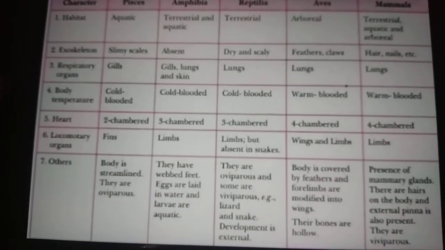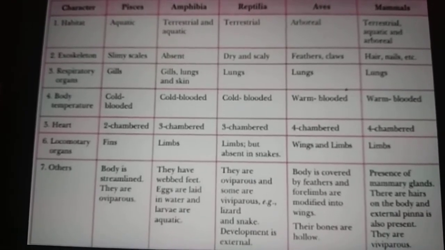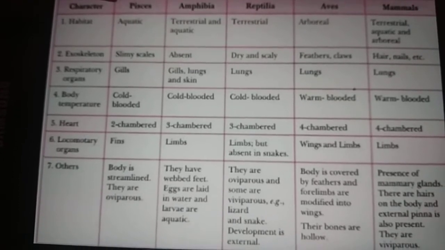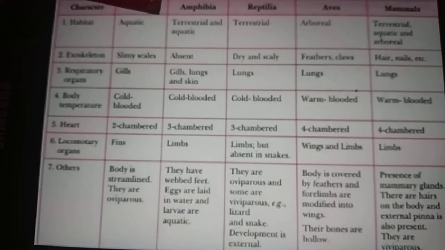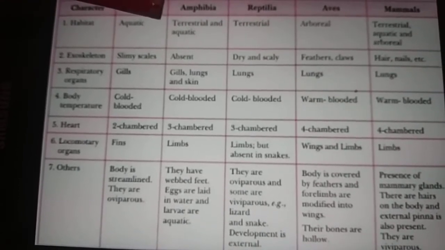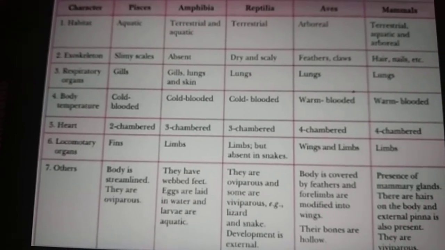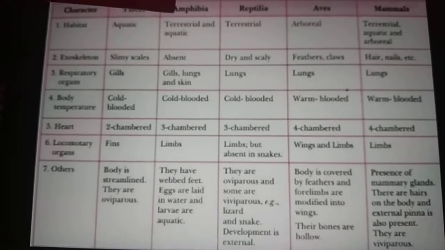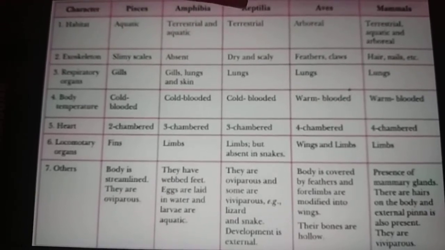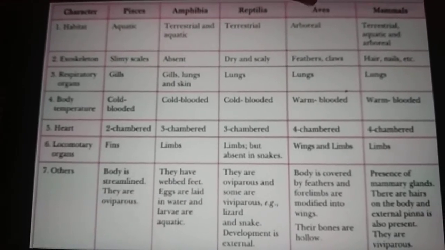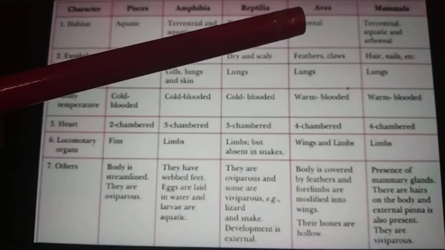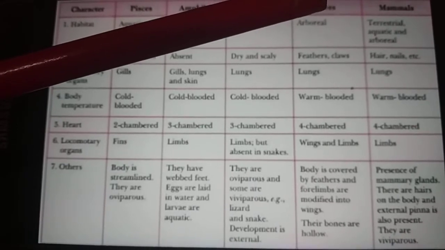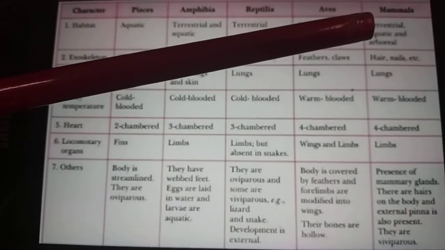So the first difference you can remember is habitat. The habitat is where they live. Pisces live in water, they are aquatic. Amphibians are terrestrial and aquatic. The name itself says it: Amphibia means they live both on land as well as in water. Reptiles are terrestrial. Aves are arboreal. Then mammals are terrestrial, aquatic and arboreal. All three are present in mammals.